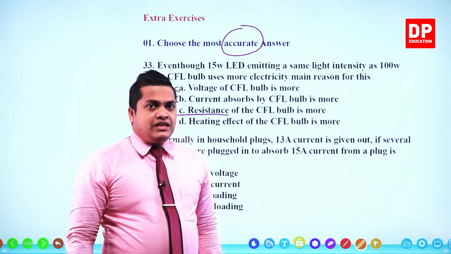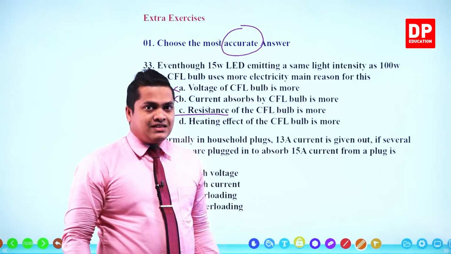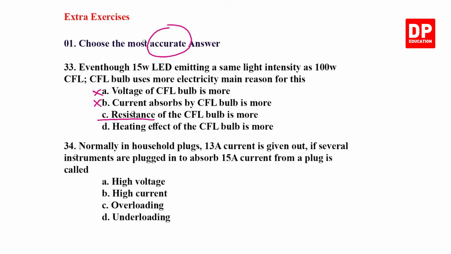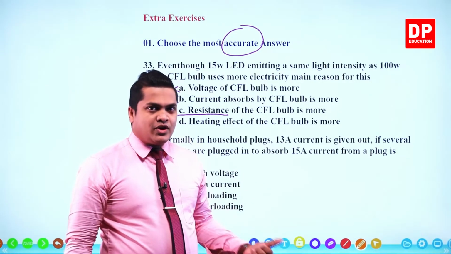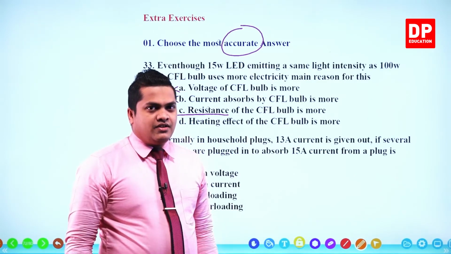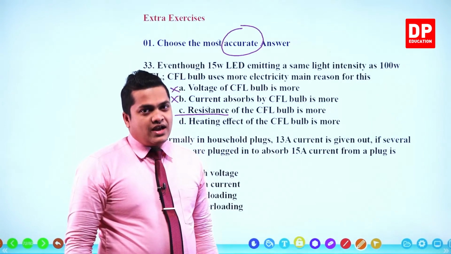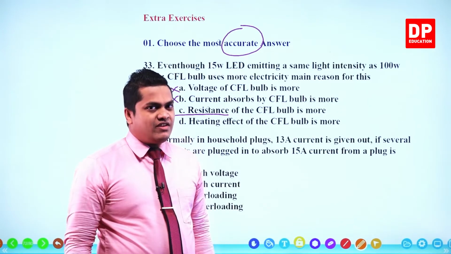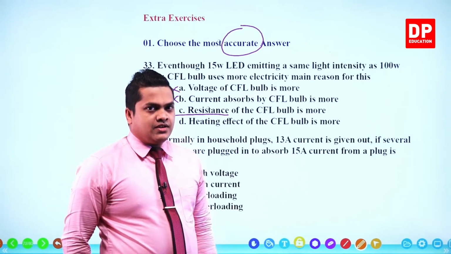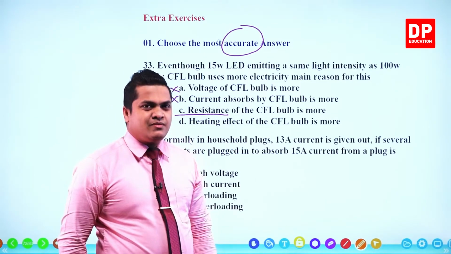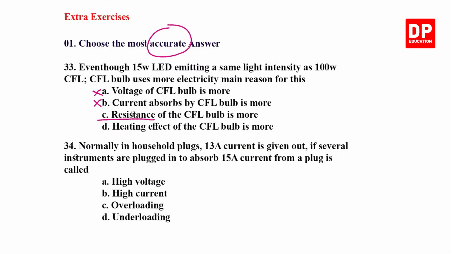Both the things are correct, but we have to choose the accurate one. Accurate means, if there are several correct things, select the one which has the highest effect. That's what we mean by accuracy, right? There can be two or more correct answers, but however we have to choose the accurate answer. So heating effect is generated due to the resistance. So resistance is the main reason, right? Normally in household plugs, 13 ampere current is given out.